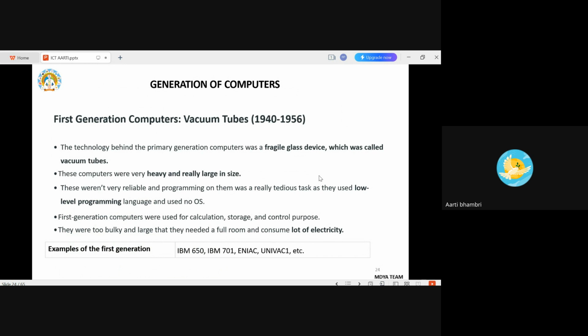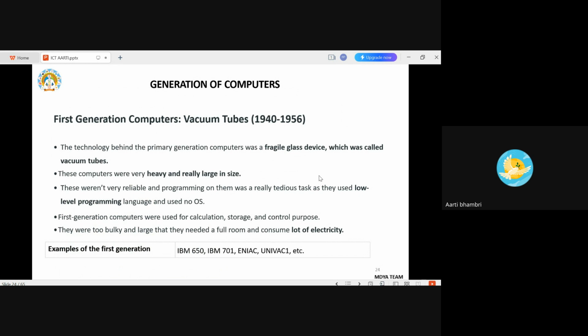Sorry, the low level programming language was machine language. Machine language is called the low level language. Only the machine understands that language, so we call it low level language. High level language is what humans understand, and low level language is the one understood by the machine.